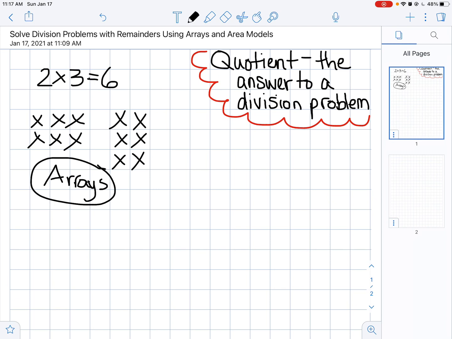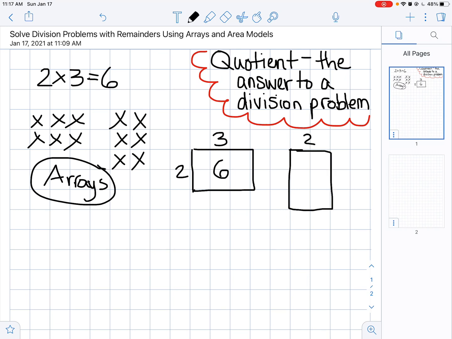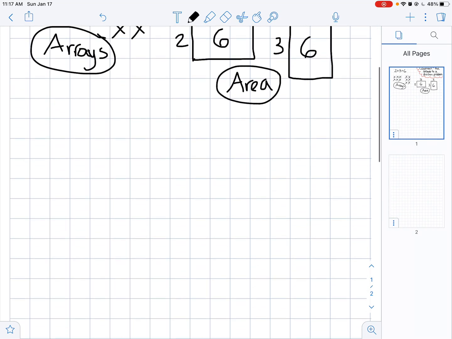And an area model would be a 2 by 3 rectangle, right, with 6 total squares inside, or a 3 by 2 rectangle with 6 squares inside. So this is an area model. Today we're going to take a look at how we can use arrays and an area model to solve division. Okay, so we're going to scroll down a little bit here.